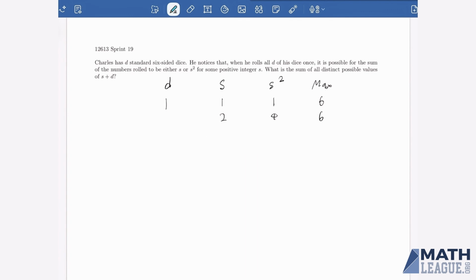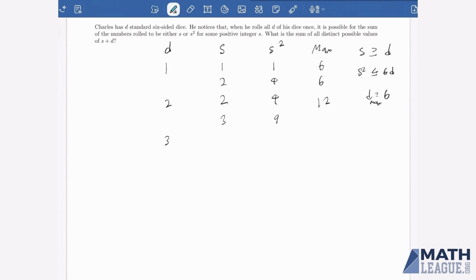So from these, we can write inequalities. S is greater than or equal to D, and S squared is less than or equal to 6D. And we will see that the max that D can be is 6. So from that, we can go on and write when D is equal to 2, the max is 12. And we can write 2 and 4. And 3 and 9 is also legal, but 4 and 16 is not.